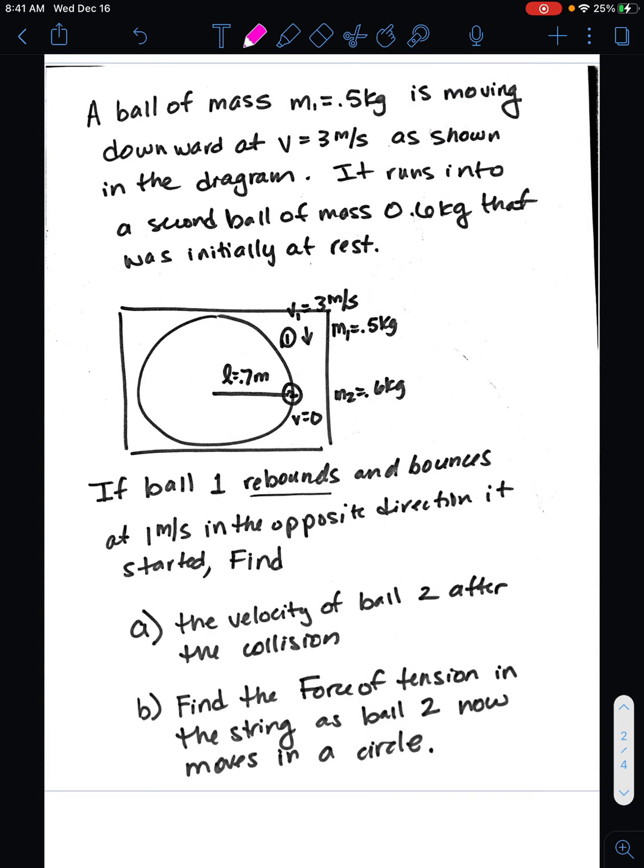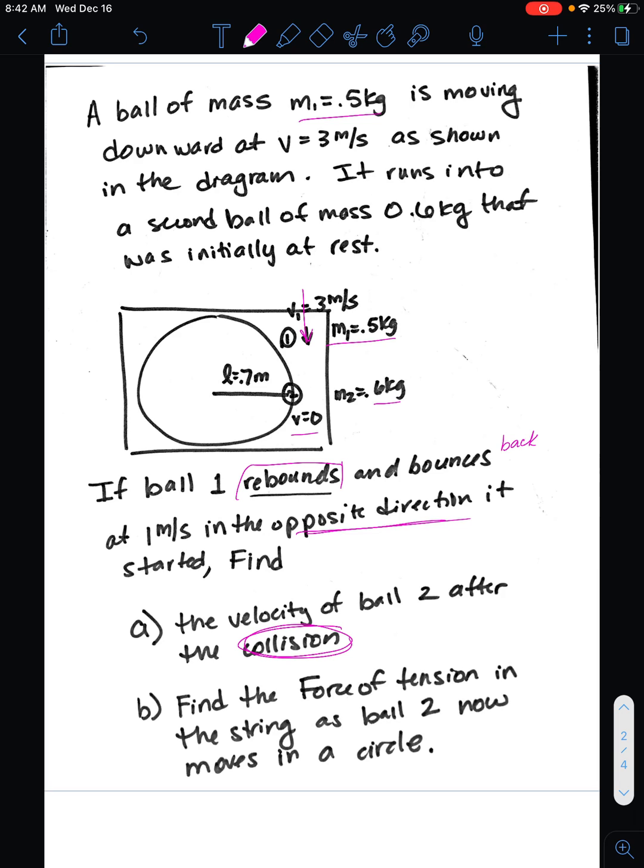Okay, a ball of mass 1.5 kilograms, that's this guy, is moving downward at 3 meters per second as shown in the diagram. It runs into a second ball of mass 0.6 kilograms that was initially at rest. If ball 1 rebounds and bounces backwards at 1 meter per second in the opposite direction it started, we need to find the velocity of ball 2 after the collision.